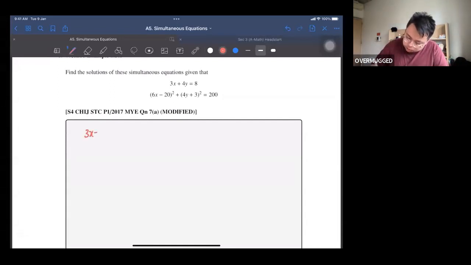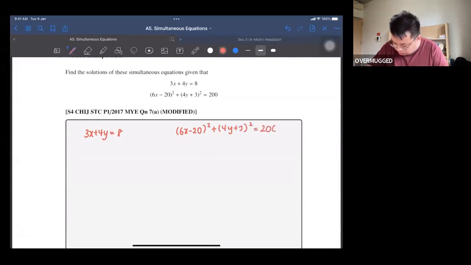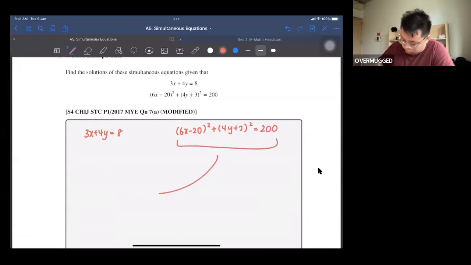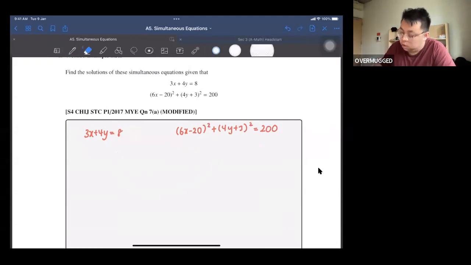So 3x plus 4y equals 8. And (6x minus 20) squared plus (4y plus 3) squared equals 200. This is the question. Right now I'm going to do the substitution because that is the only way I can solve this question. Please remember, there is no way you can take this and throw in here. It is impossible. So we will always use the linear equation and do the substitution. Sorry about that. Let's do it.